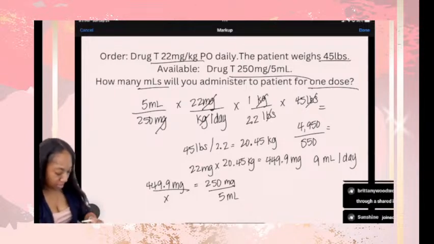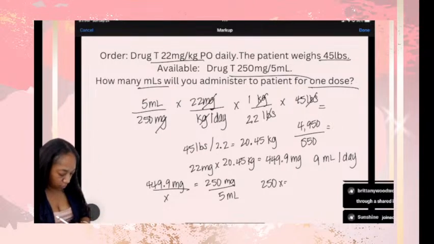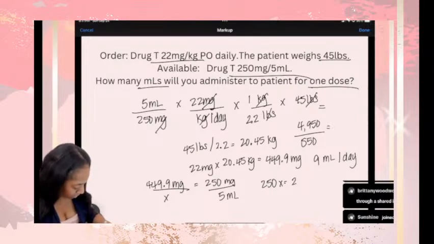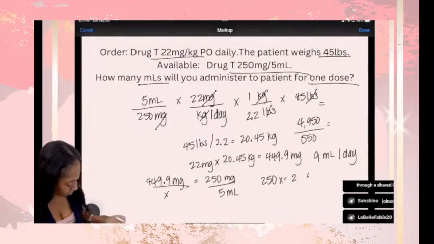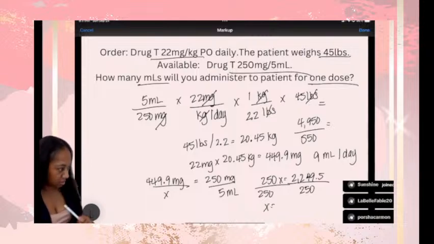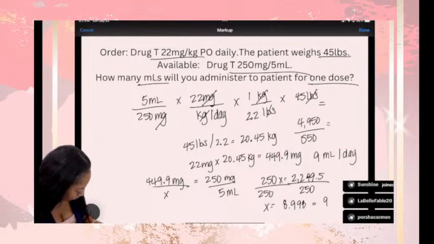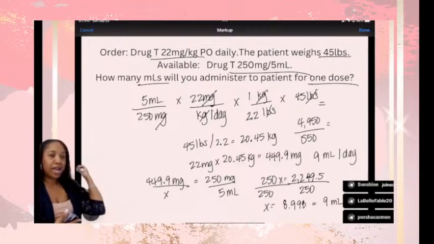So now we cross multiply and divide. 250X is going to equal 449.9 times 5, which is 2,249.5. Divide both sides by 250 so we can isolate X. And that's going to be 8.998, which is going to equal 9 mLs. So you got the same thing, just a different way, okay?